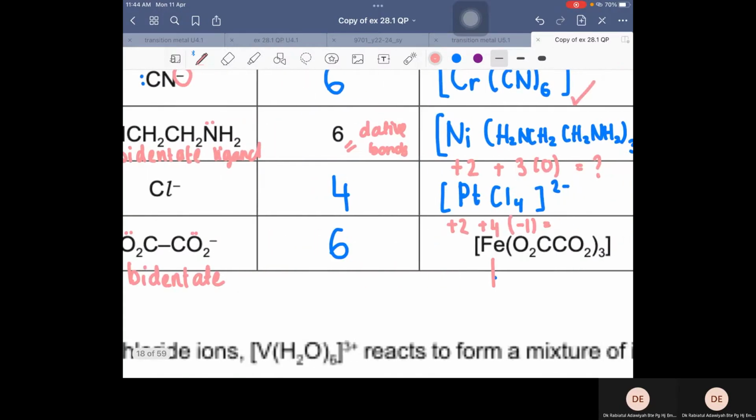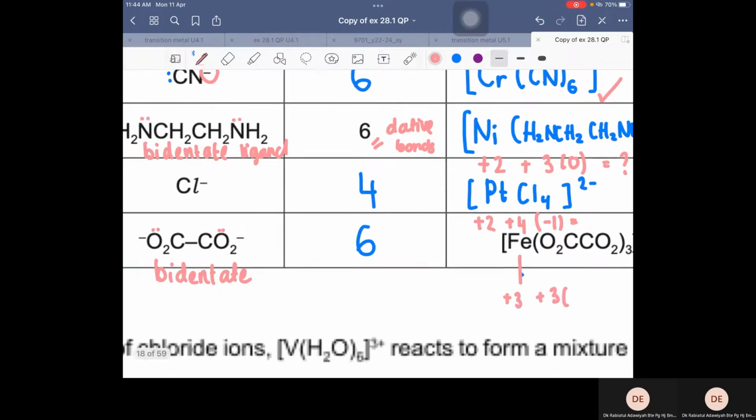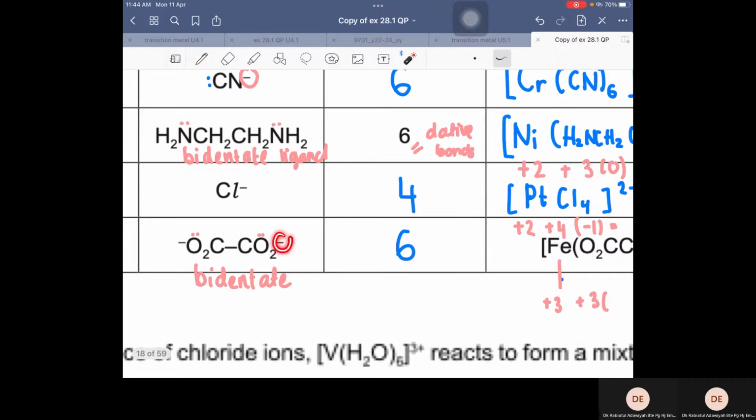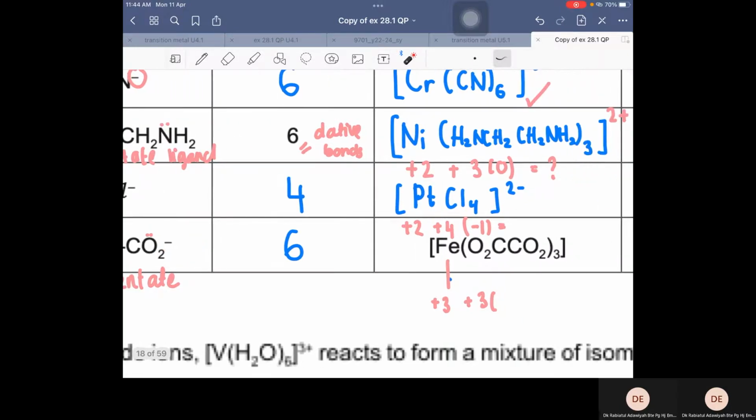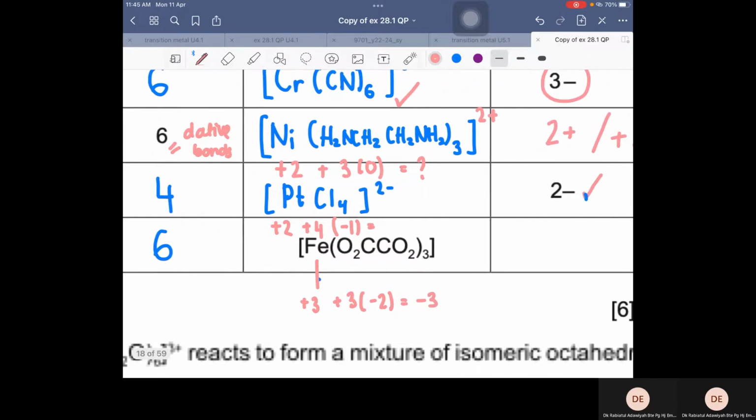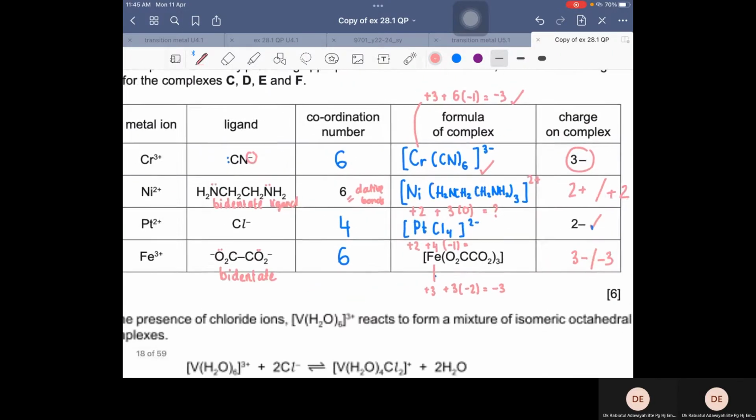Fe is plus 3. There are 3 lots of this bidentate ligand. The charge of each bidentate ligand is minus 2. You just add up the negative charge. So plus 3 minus 6 should give you minus 3. That's right. Again, cannot math today. Minus 3. So the overall charge on the complex is 3 minus, or minus 3.